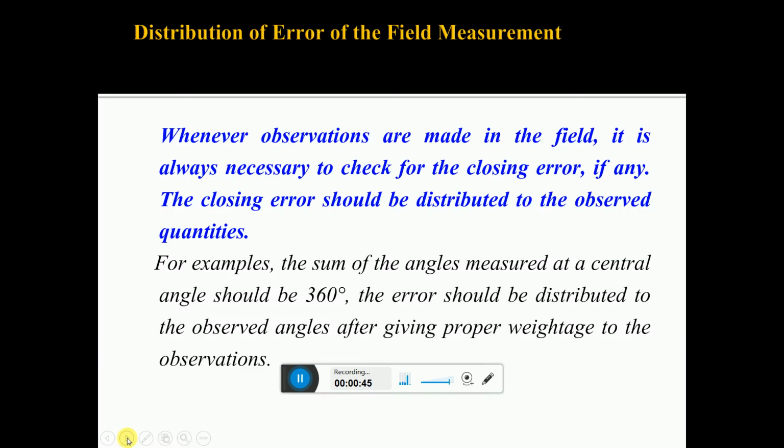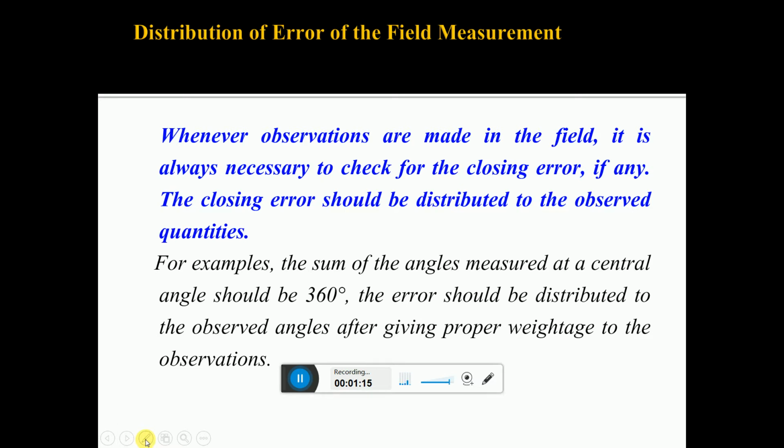Whenever observations are made in the field, it is always necessary to check for the closing error, if any. The closing error should be distributed to the observed quantities. For example, the sum of the angles measured at a central point should be 360 degrees. The error should be distributed to the observed angles after giving proper weightage to the observations.